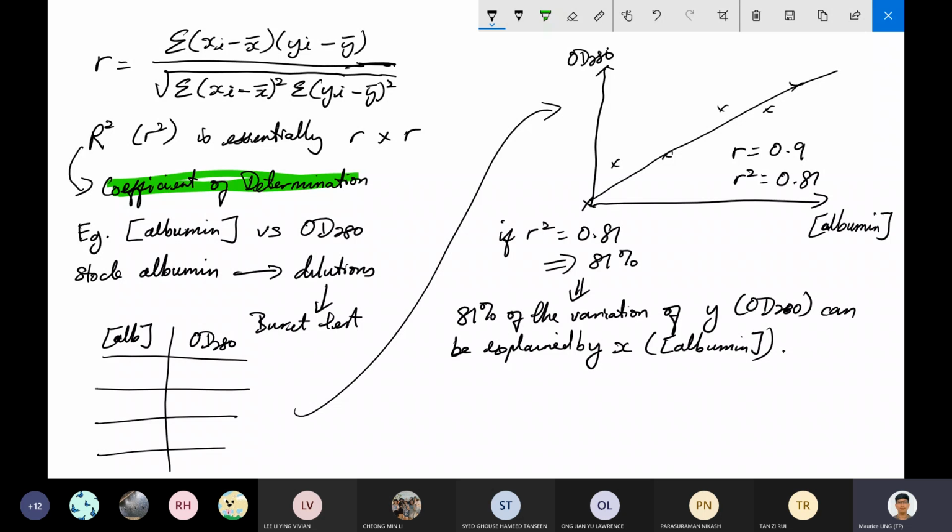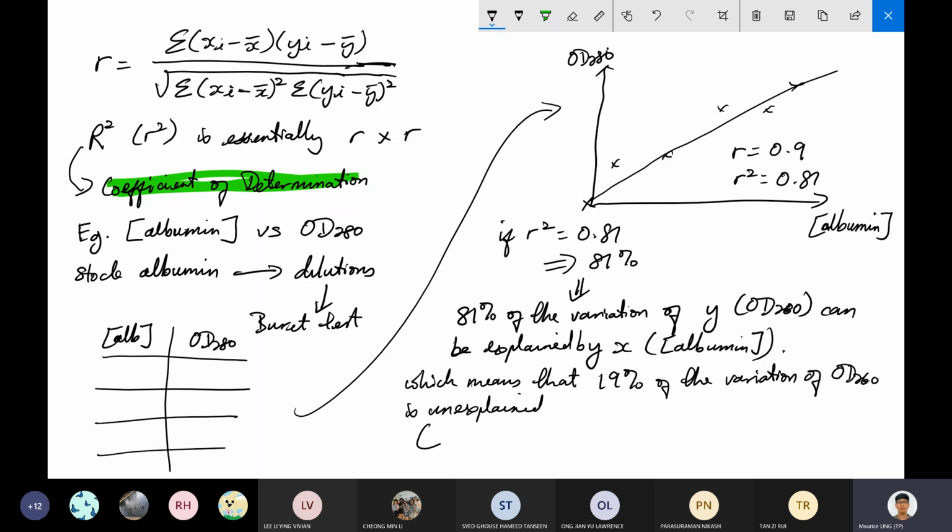Okay, that means 81% of why the OD increases can be explained by albumin concentration, which also means that 19% of the variation of OD 260 is unexplained. By unexplained, it means that you can have dilution error, pipetting error, and so on, etc. All these account for 19% of all the errors.